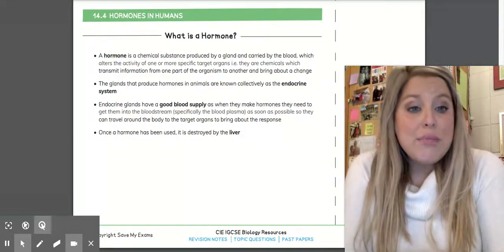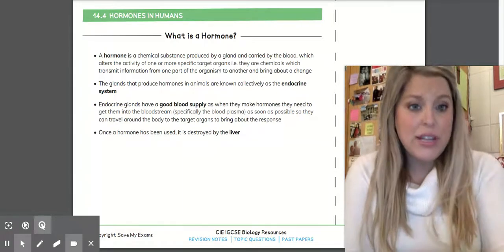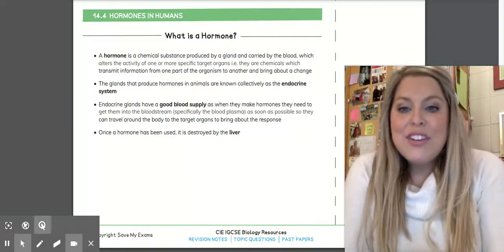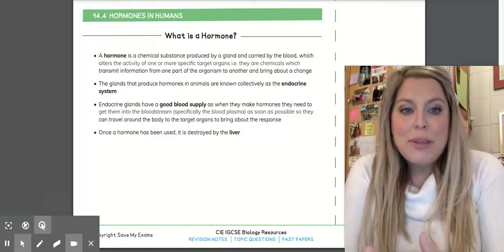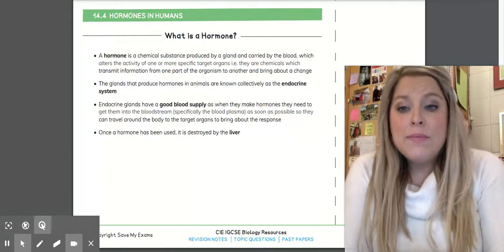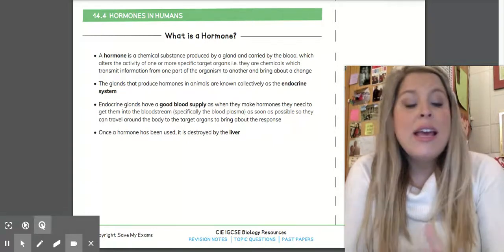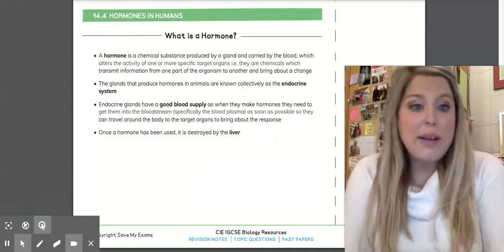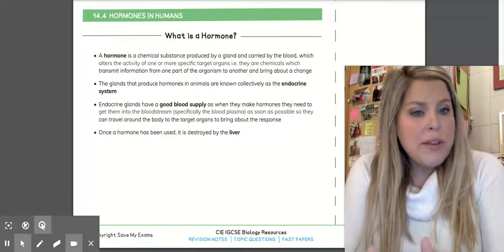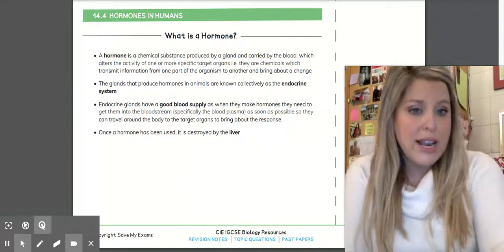Now, the glands that produce these hormones are known collectively as the endocrine system, and there are several glands that we'll look at in the next image in just a second. Endocrine glands have a great blood supply because all of these hormones have to travel in the blood, and be created as soon as possible and travel to those target organs and bring about the response. Blood supply is key. And it's also important to note that once a hormone has been used, the liver is going to take care of destroying that hormone and excreting it for you.